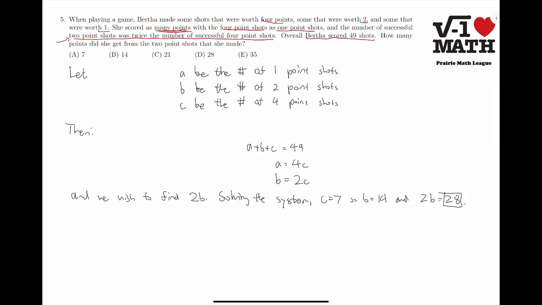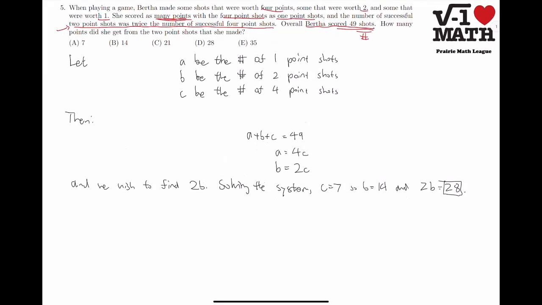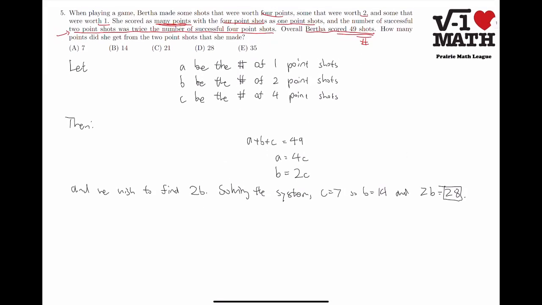Overall, Bertha scored 49 shots. Again, this is a number. And how many points did she get from the 2-point shots that she made? So things can get confusing here. So it's probably best to represent everything in terms of variables.